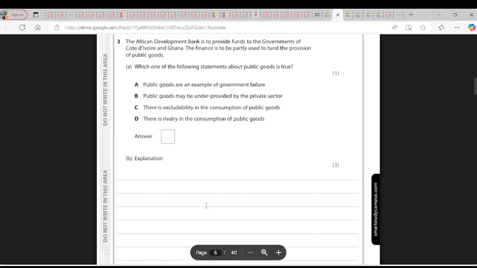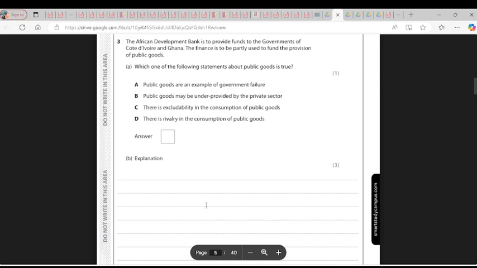It says the African Development Bank, ADB, is to provide funds to the governments of Cote d'Ivoire and Ghana. The finance is to be partly used to fund the provision of public goods. Which one of the following statements about public goods is true? Public goods are an example of government failure. No, it's not. Public goods are government intervention, not government failure. Public goods may be provided by the private sector. No, public goods are not provided by the private sector.